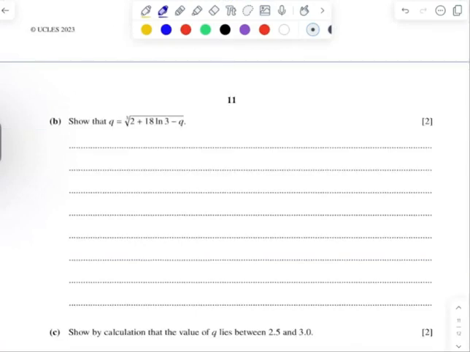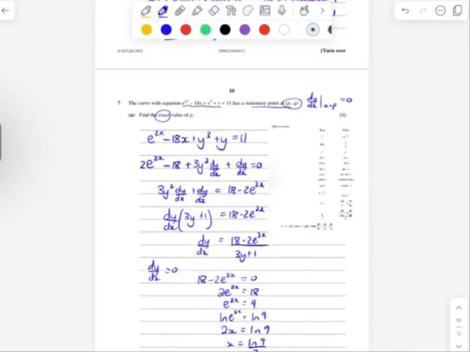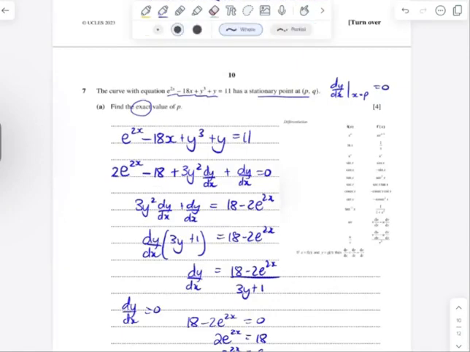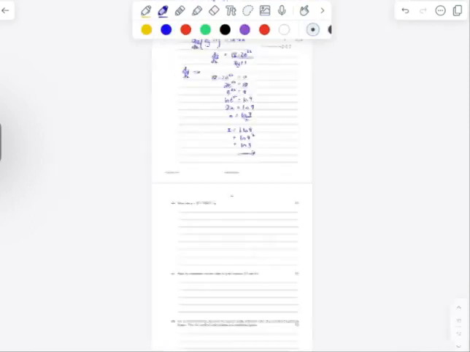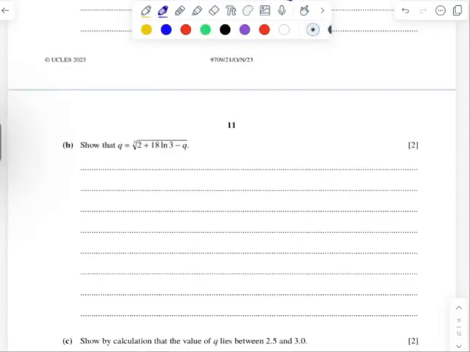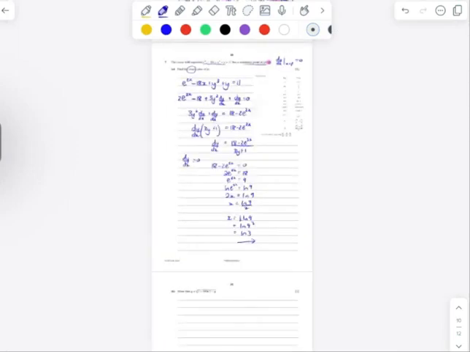Now let's keep going. Show that Q is equal to this whole thing. All right, so what is Q? Q is the other point of our stationary point. That's the y coordinate of our stationary point. All right, so we know what P is. And now we need to find Q.